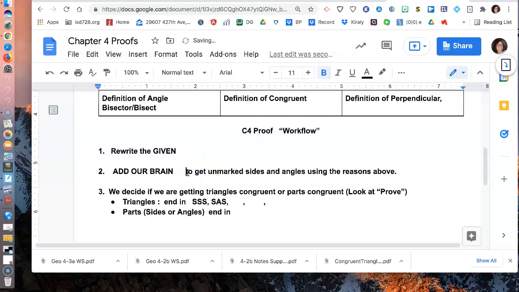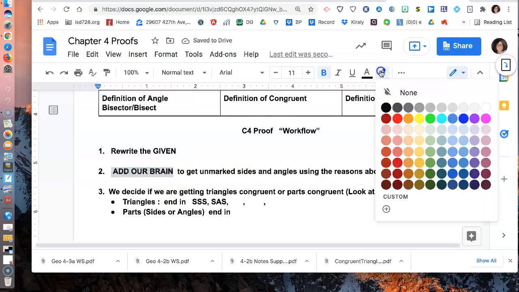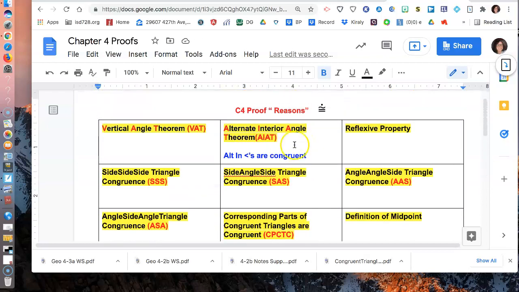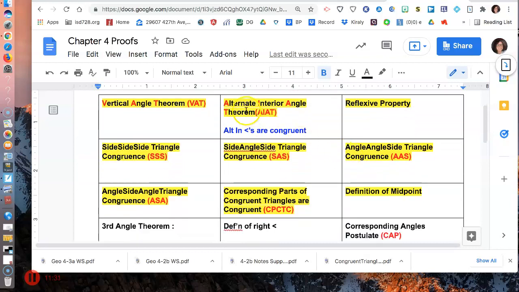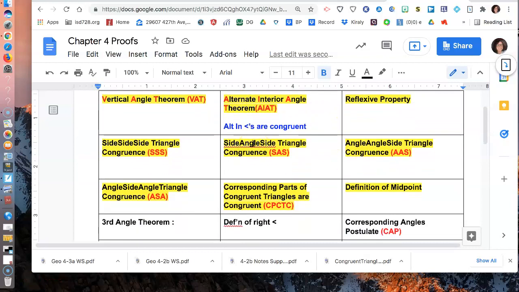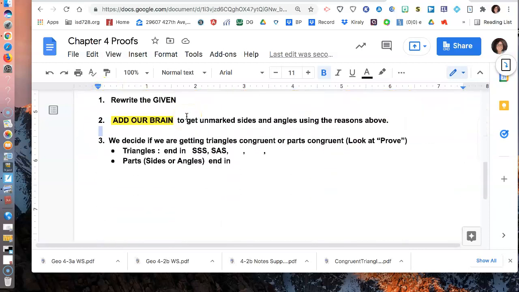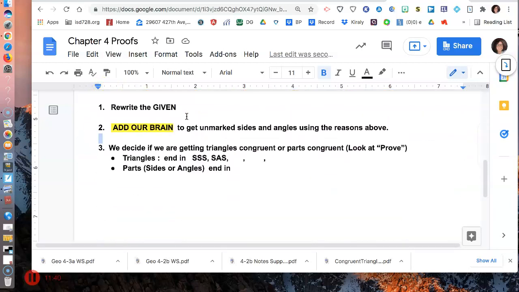All right, let's go highlight that. I always have been highlighting that in yellow. That's when stuff isn't marked, but for the reasons given above, you get to state that you've got congruent parts. Okay, all these reasons, if they're butting up against each other, we probably have a side we can steal. If we have parallel runners, we're probably going to have some alternate interior. If we see that X, the angles across from each other, probably a little vertical angles.